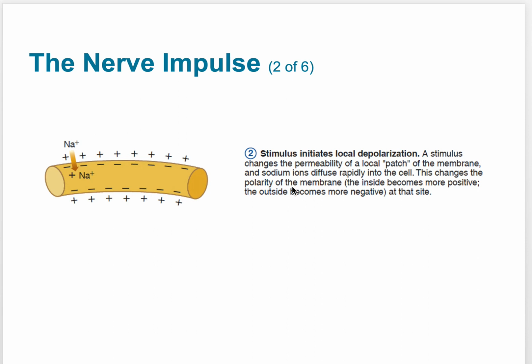This changes the polarity of the membrane, so the inside becomes more positive and the outside more negative at that site. As this happens, it's going to cause more voltage-gated channels to open and more sodium is going to rush in. That's called propagating. So as it's moving down the membrane, it's going to flip these charges as it moves down, okay? And that's how this stimulus gets moved down the axon of the nerve cell, okay?